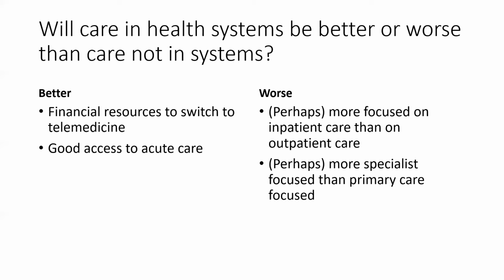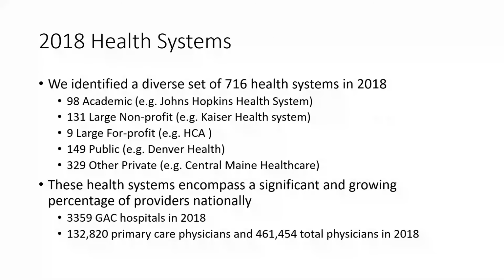And perhaps they may be more specialist care than primary care focused, and it may be that primary care is what you need for most patients in a pandemic, and specialty care maybe only for a few. I'm not saying either of these are right. This is just how we went into it in terms of the theories that we had. So that's sort of what we thought about. I told you all of this goes into a blender, and then we identify health systems.